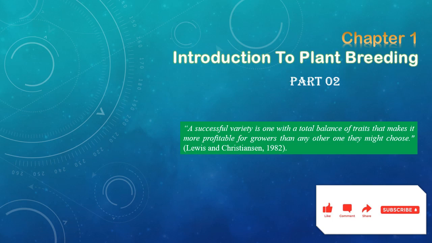We start with this quote by Lewis and Christensen: a successful variety is one with a total balance of traits that makes it more profitable for the growers than any other one they might choose. That means whatever they choose will provide more balanced traits and will be more profitable to the farmers.